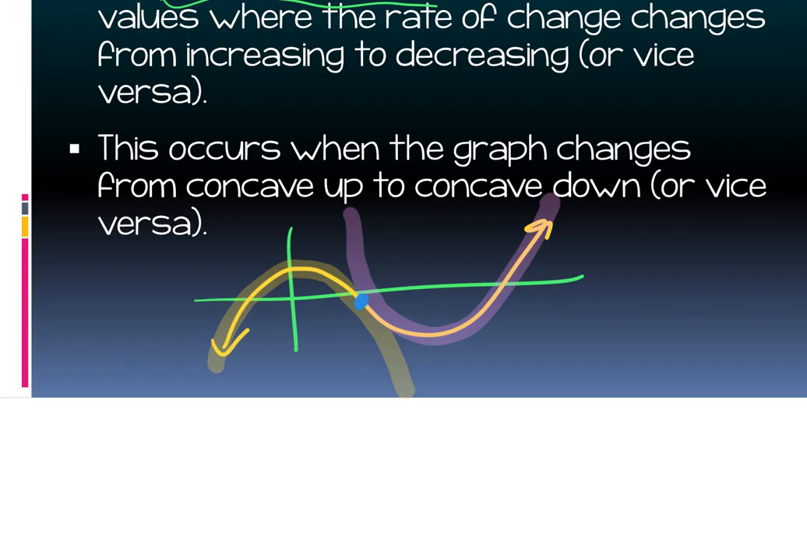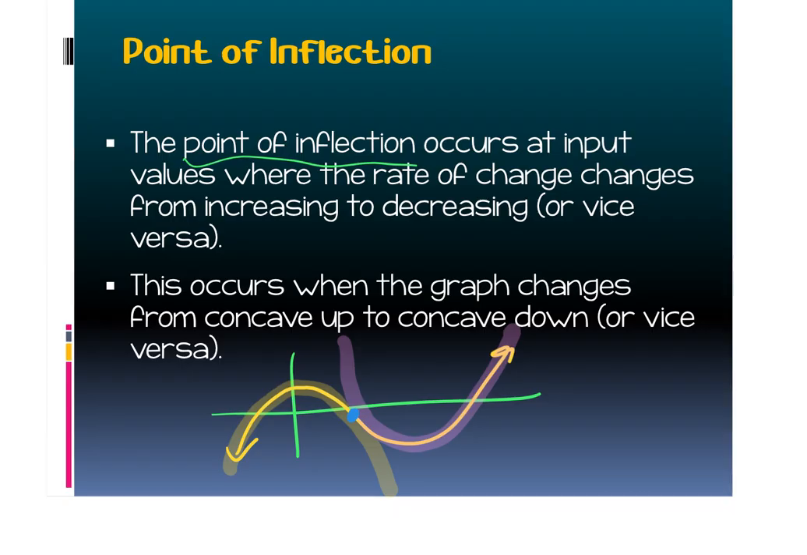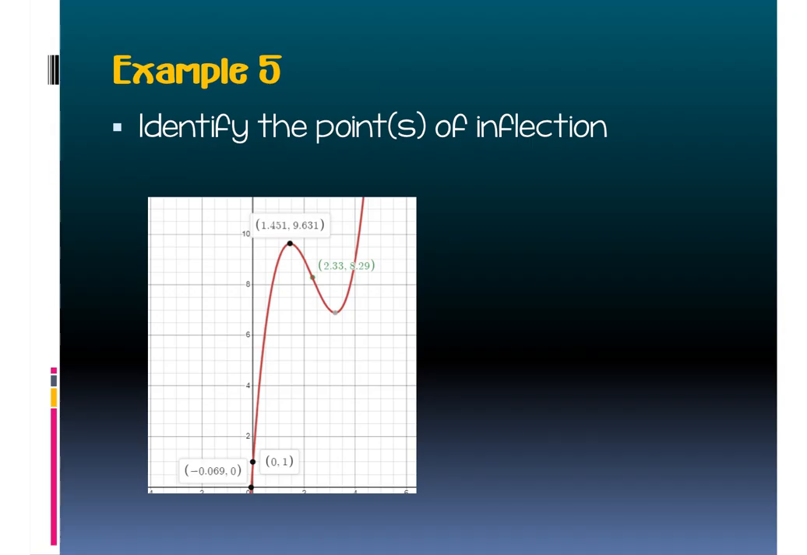So the point of inflection is where your graph changes from concave up to concave down or concave down to concave up, okay? There can be multiple, especially when we get to polynomials with lots of turning points. There's going to be multiple inflection points. Questions on that? All right, example 5. Identify the point or points of inflection.